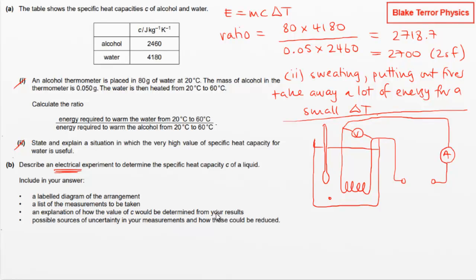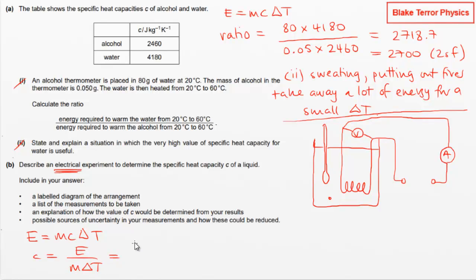Right, so that's our diagram, label diagram. I haven't put the labels on, but you know, it's easy enough. List the measurements to be taken. Right, in this you want the equations that we're going to use to be your guide on this, because we're going off of our E equals mc delta T. So we've got that. So we know that C is going to be E over m delta T.